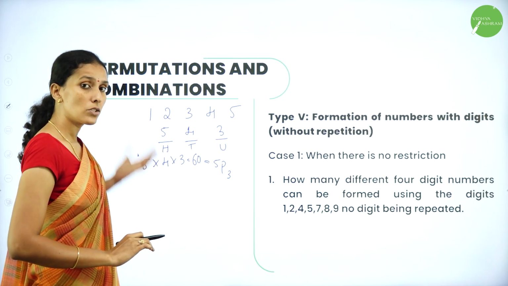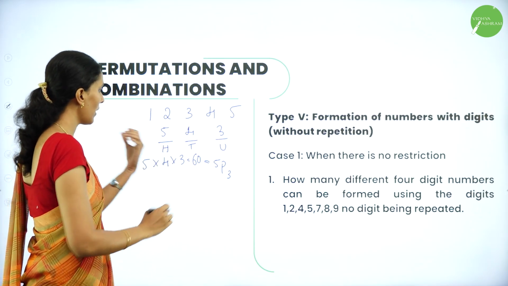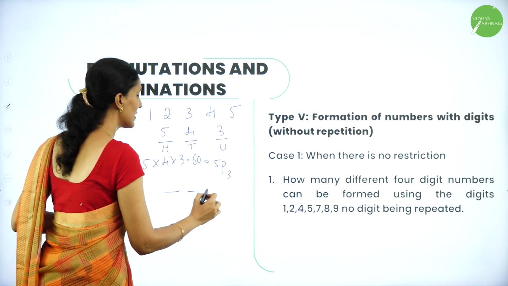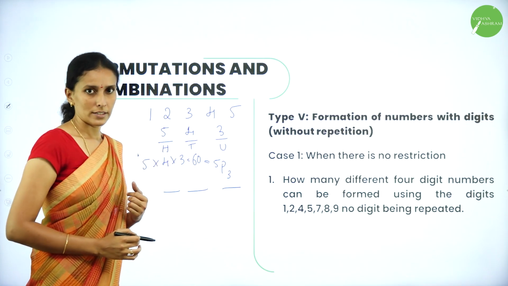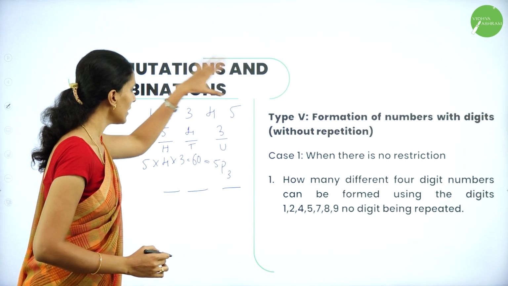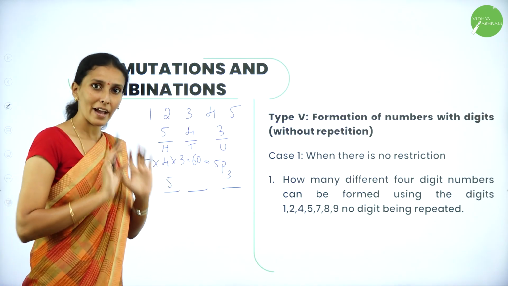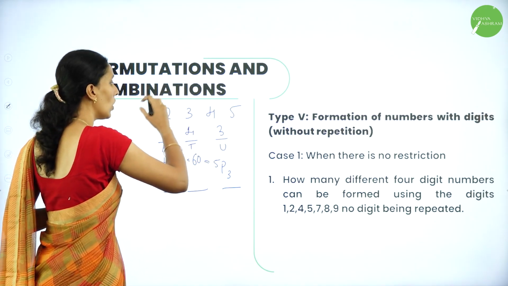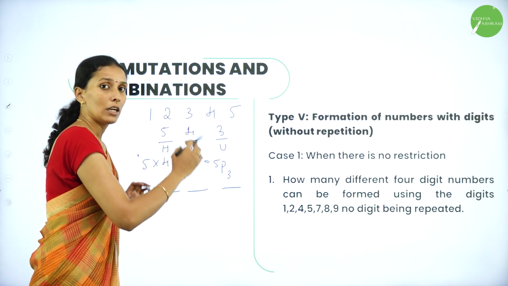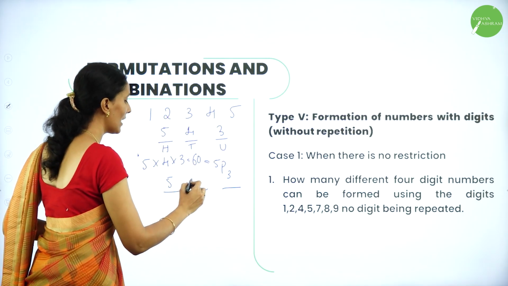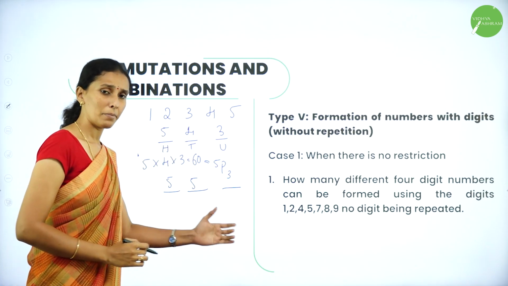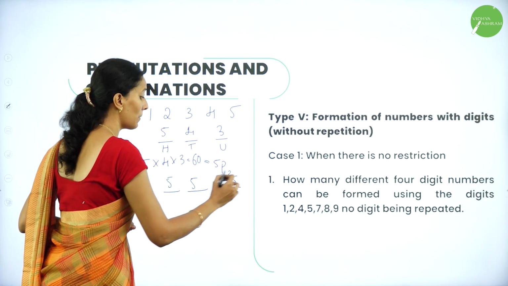Let me take what happens when digits are repeated. The same thing: I will take the hundreds place, tens place, units place. I can fill all the numbers from 1 to 5 in the hundreds place, so I have 5 choices. I can fill all the numbers again in the tens place also. Again, I'll have 5 choices. The same thing will happen for the units place also.